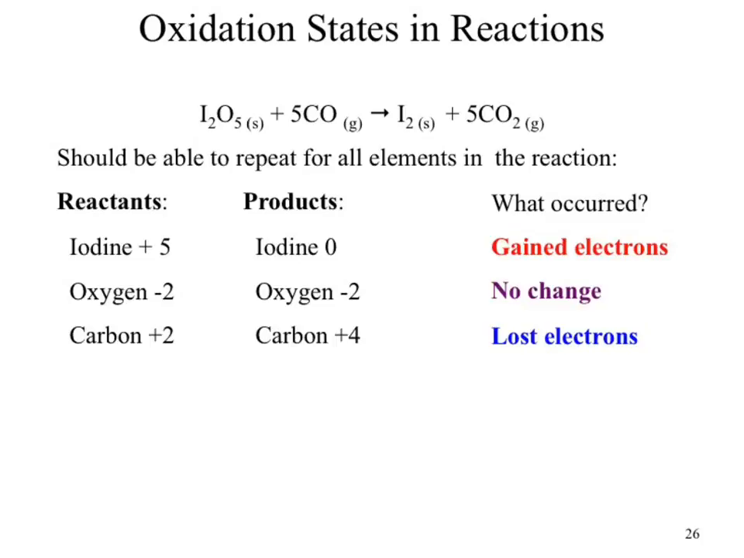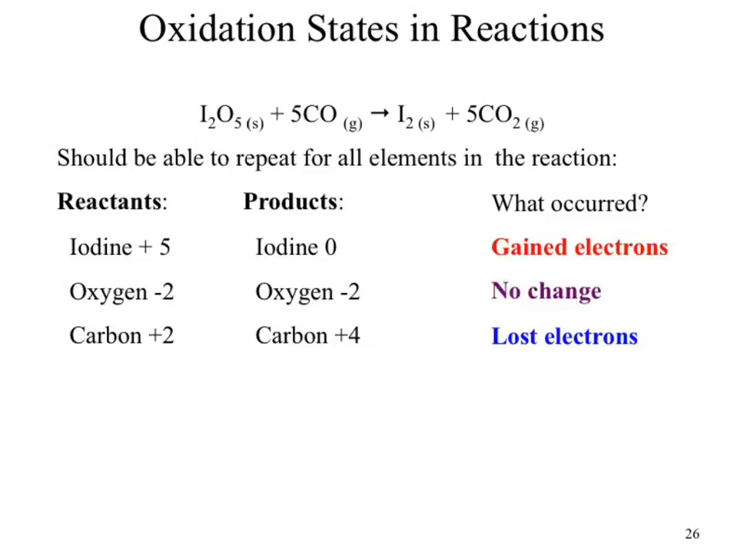So let's take a look at oxygen. What happened to the oxygen in the course of the reaction? It went from a -2 to -2. So what happened to the oxygen? Nothing. Okay. So it was not the source of electrons. What happened to the carbon?